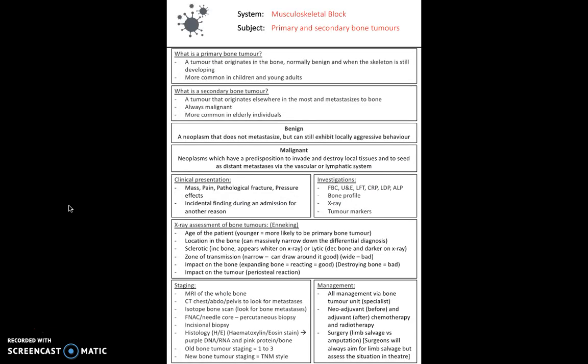Bone tumours can be primary or secondary. A primary bone tumour is one that originates within the bone itself, and it is normally benign and occurs when the skeleton is still developing, and as a result it's more common in children and young adults. In comparison, a secondary bone tumour is one that usually originates elsewhere and metastasizes to the bone, and as a result of this it's always malignant, and therefore it's more common in elderly individuals.